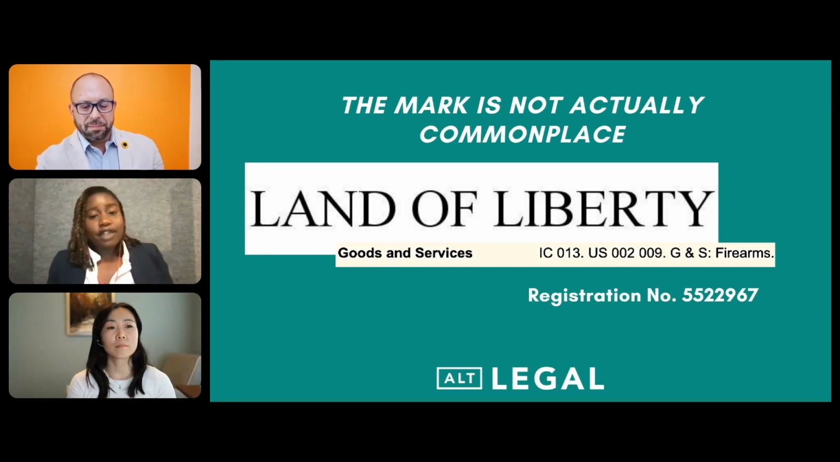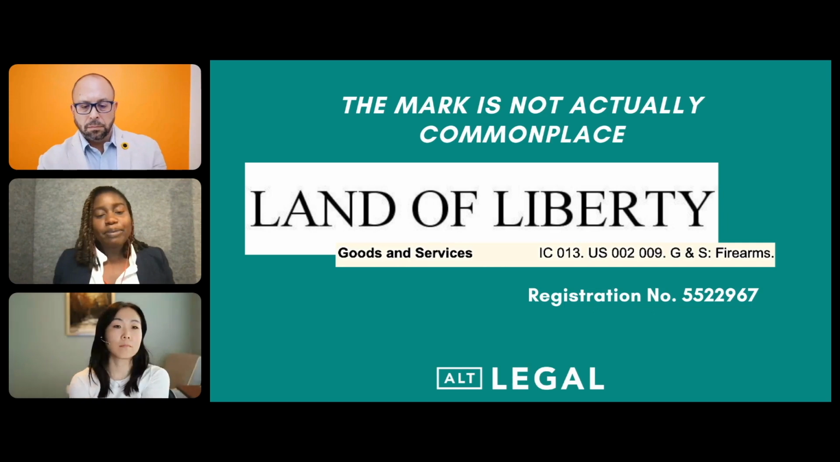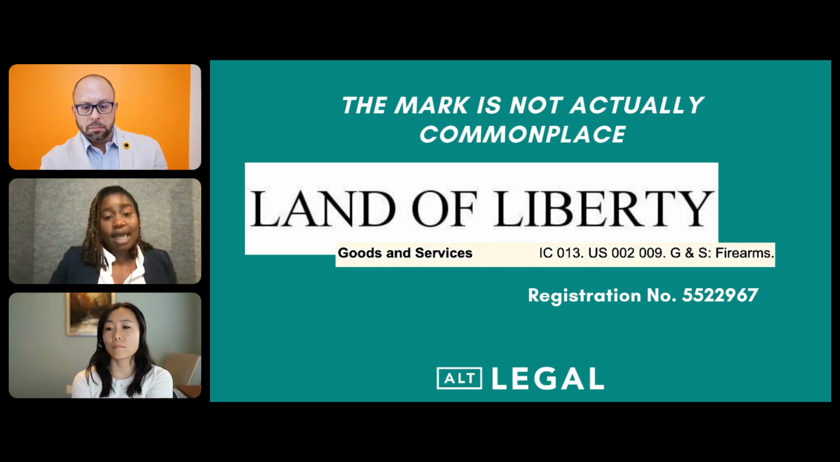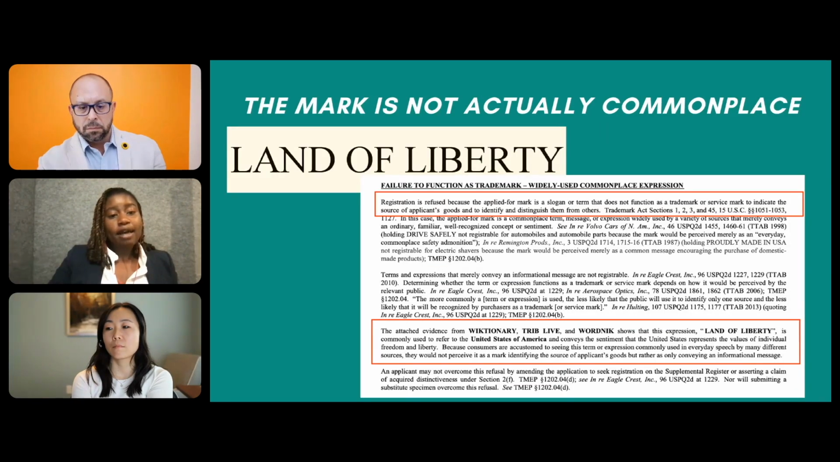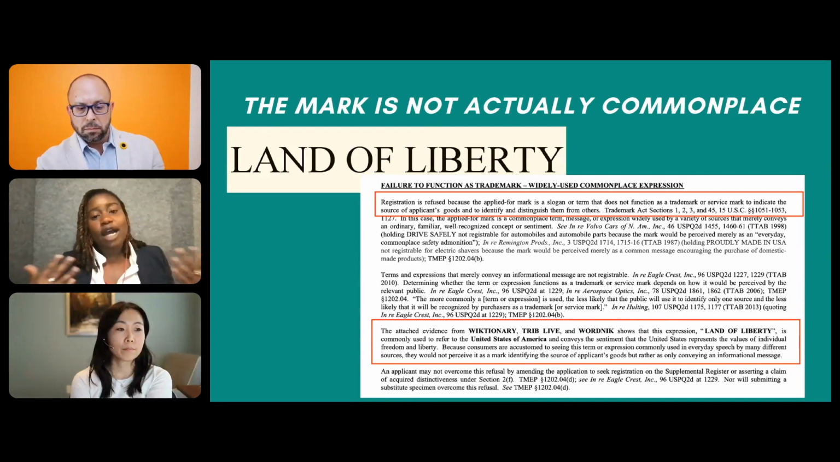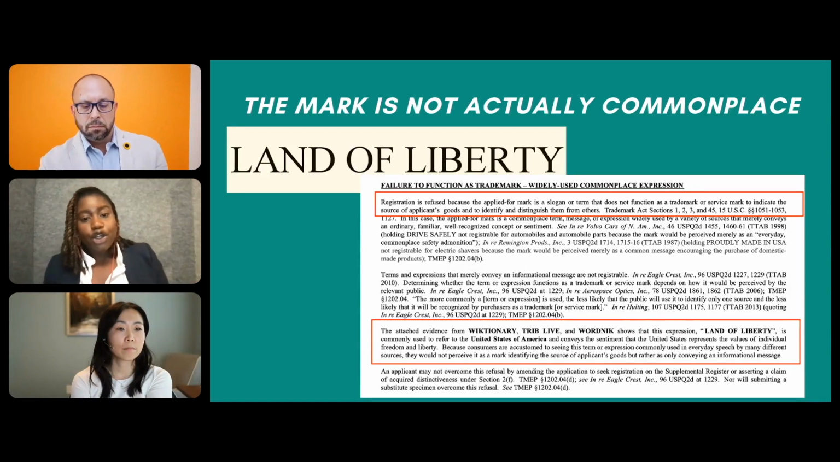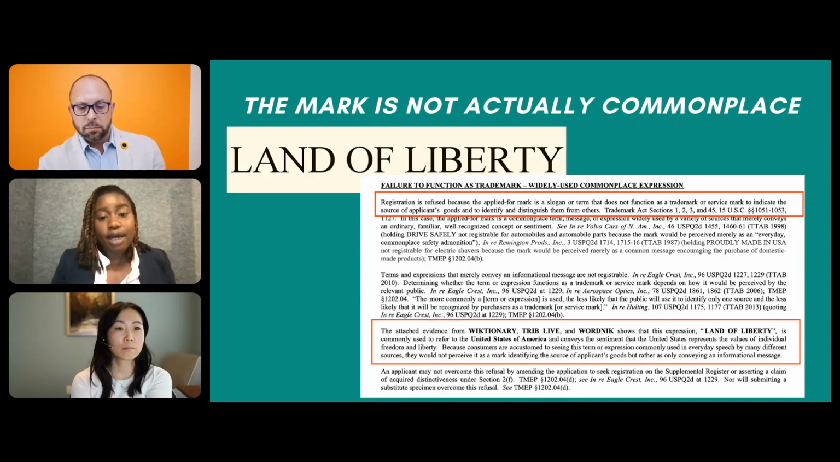We're going to look at Lands of Liberty, and the registration number is on the screen. In 2017, the America Remembers Corporation filed an application to register the phrase Lands of Liberty in association with firearms in Class 13. And the USPTO, citing several publicly available sources like Wiktionary, Tribe Live, WordNik, denied the application, noting the expression Lands of Liberty is commonly used to refer to the United States of America and conveys a sentiment that the United States represents the values of individual freedom and liberty.